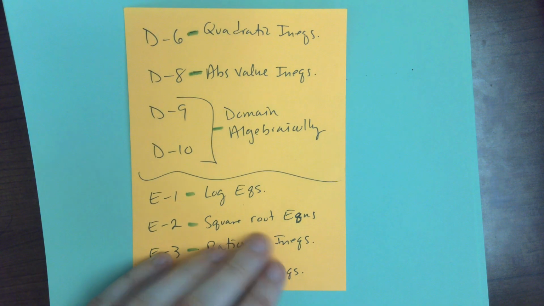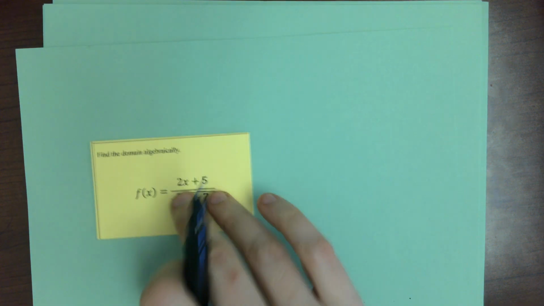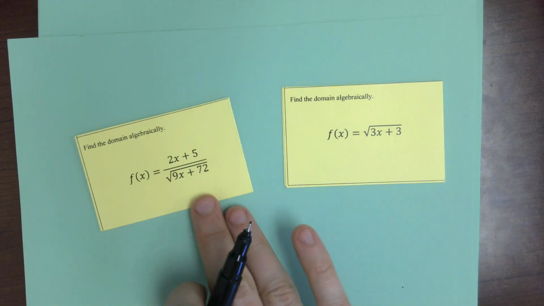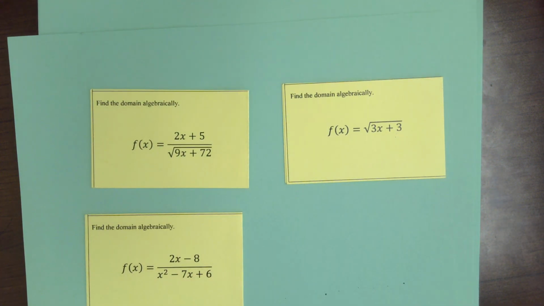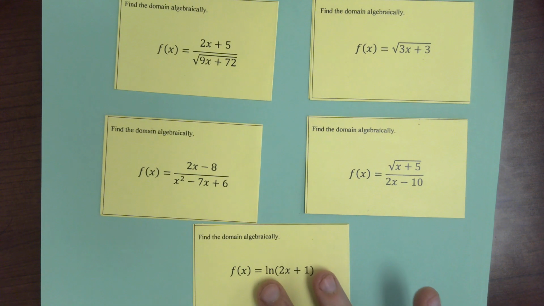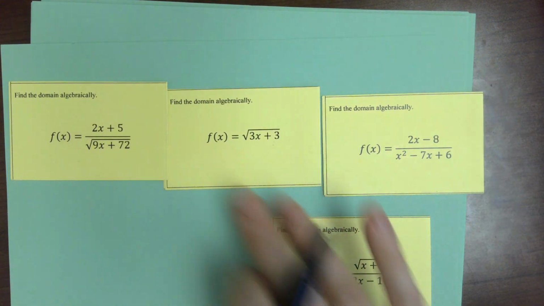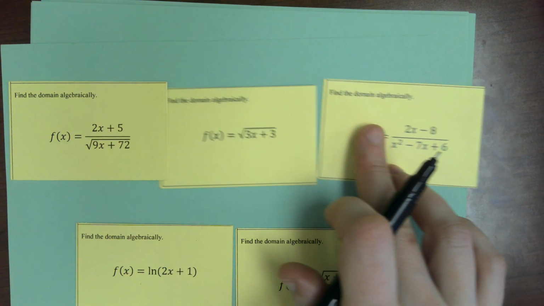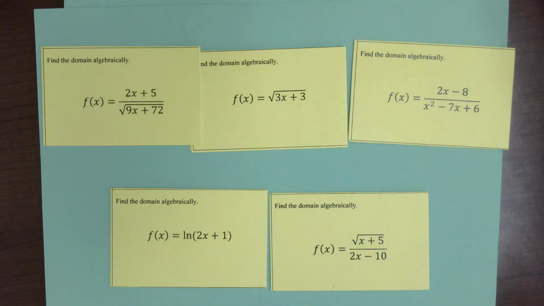Okay, so now D9 and D10. D9 and D10 are all about domain algebraically. So let me show you these problems. We've got this one, this one, this one, this one, and this one. This is from D9 and D10. Those first 3 are from D9, and then those next 2 are from D10. These are all finding domain algebraically problems, and you have to know how to do all of them.